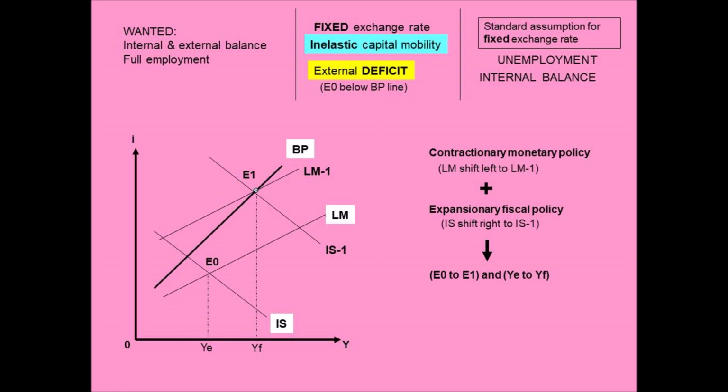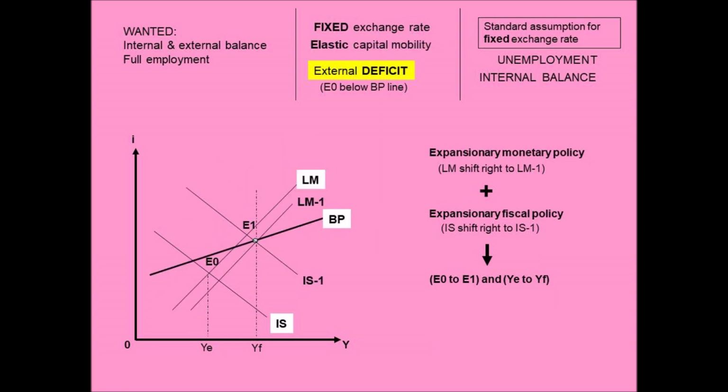You use both policies. From YE, you need to reach YF here. You need to shift the LM curve to the left, in other words, contractionary monetary policy, LM, and expansionary fiscal policy, IS shift right. So you shift from E0 to E1. At the final point E1, you notice that IS, LM, and BP cross, so you have internal balance, external balance, and full employment, which fulfills what is wanted.